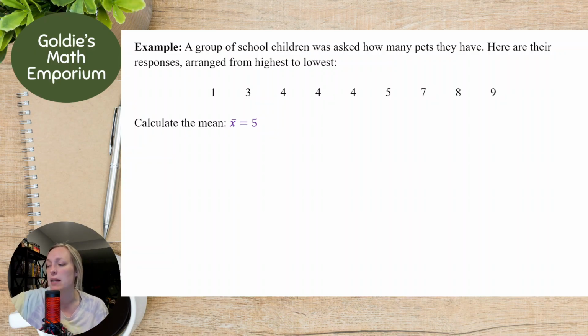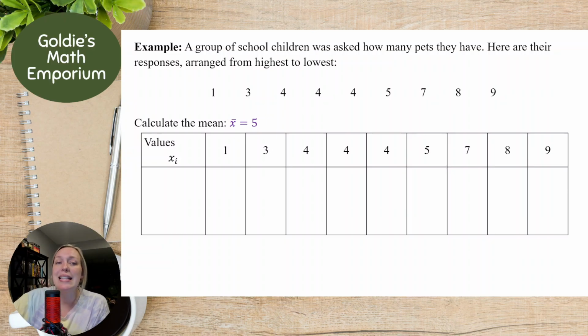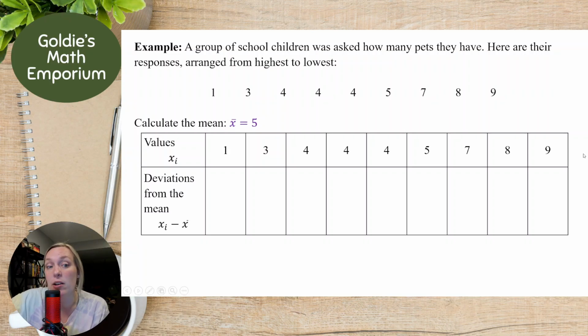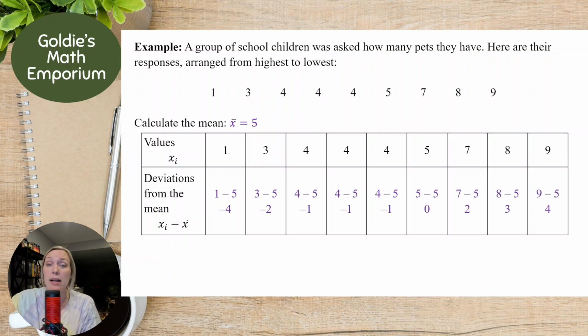So once we have the mean, let's look at these individual values again. Remember x sub i. All of these are what we consider individual values. The first thing we're going to do is calculate the deviations from the mean. So I'm going to take all of these individual values and find the deviations by subtracting the mean. I'm going to take 1 minus the mean. That gives me -4. Then I'm going to take 3 minus the mean. That gives me -2. And I'm going to repeat that for all of these individual values.